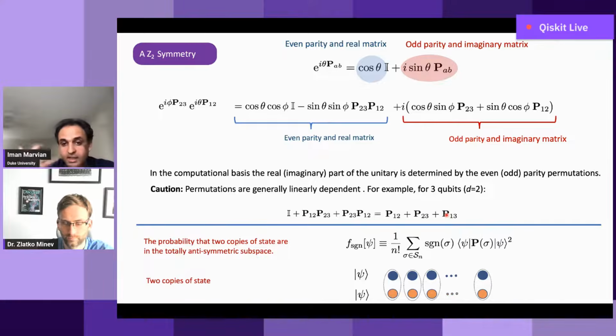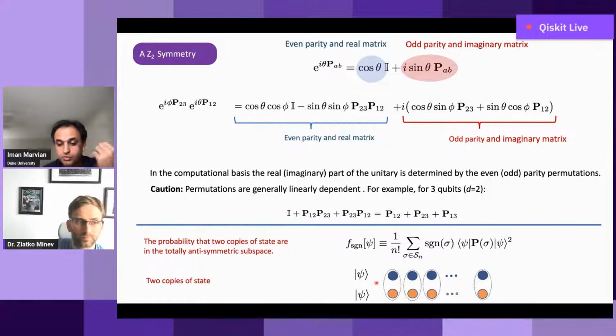But anyway, it turns out that this type of Z2 symmetry is related to a conservation law. Here, F_SGN is a function that is conserved because of the property that I just mentioned above. It's defined as 1 over n factorial times the summation over all permutations on the n qubits in the system of SGN(sigma) P_sigma, where P_sigma is the representation of the permutation, and SGN is just the parity of that permutation, which is either +1 or -1. This function has a simple interpretation.